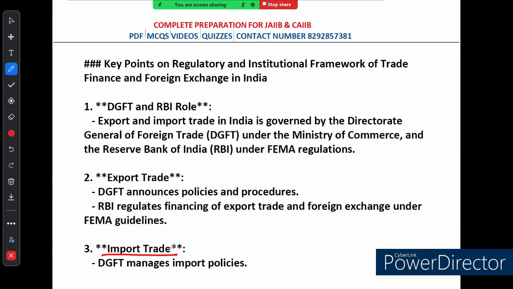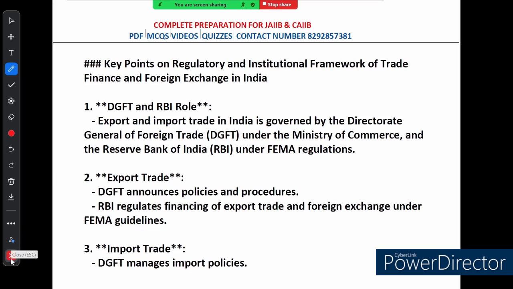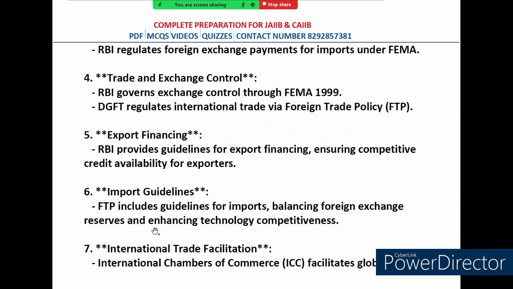Now that was regarding the export trade. Now on the flip side, for import trade, DGFT manages the policy for bringing goods into India. DGFT makes sure that what we import aligns with our country's needs, like preserving foreign exchange and promoting new technology. Meanwhile, the RBI manages how we can pay for these imports through foreign exchange, again through FEMA guidelines. So let's say you want to import the latest tech gadget.